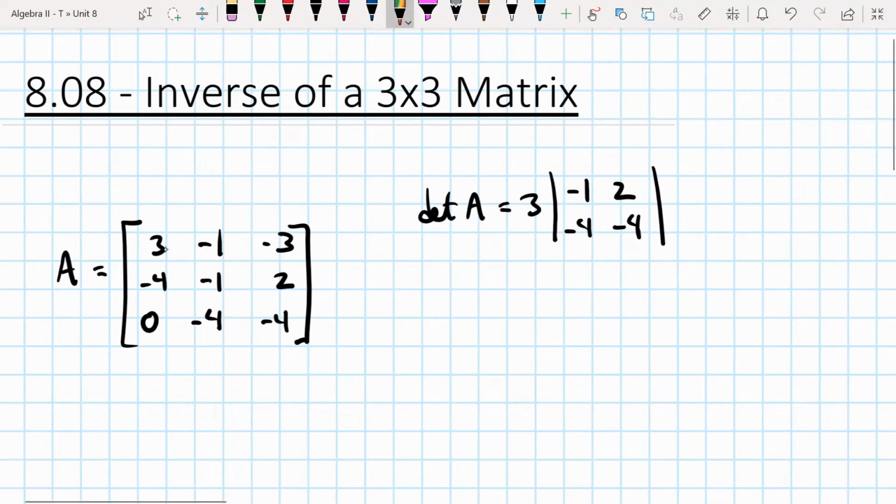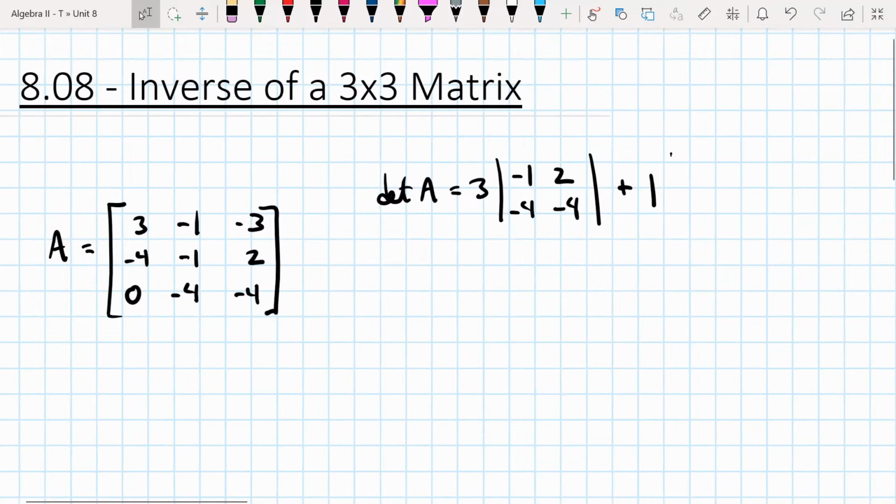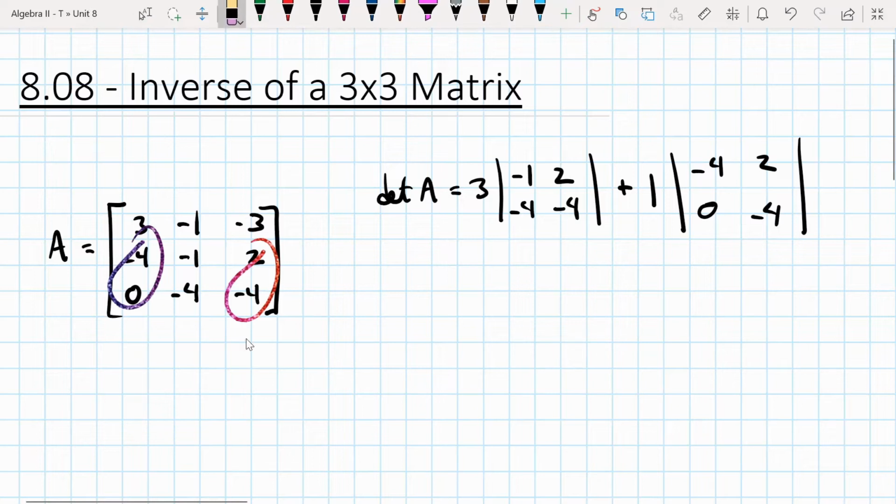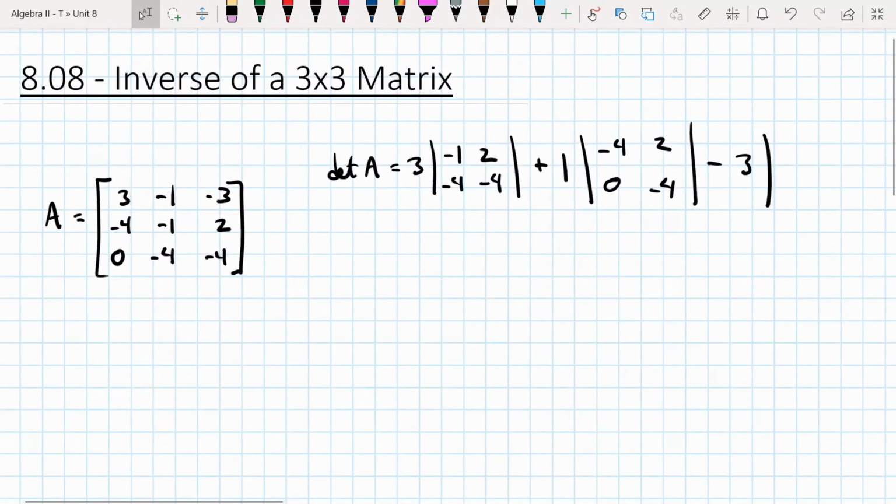Remember, we take this and multiply it by the determinant of this 2 by 2 matrix down here. And then we subtract, well, it's going to be a -1, so it's going to be +1 times the determinant of -4, 0, 2, and -4. Those are these values right here, here, and here. And then lastly, we subtract 3 times the determinant of this 2 by 2 matrix. So this is the determinant of -4, -1, 0, -4, and 1.